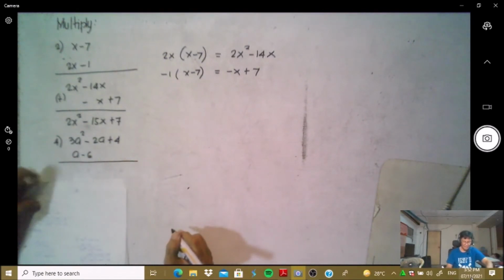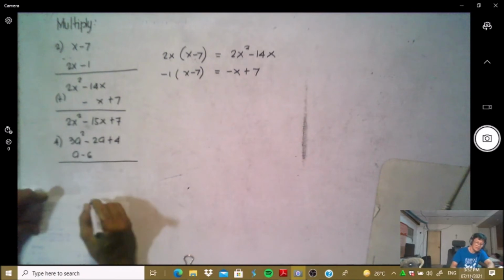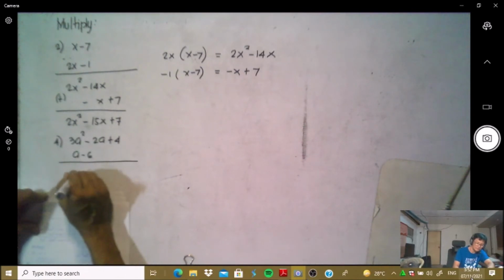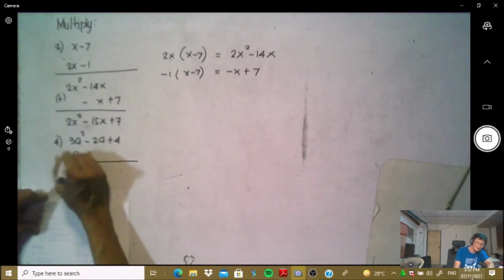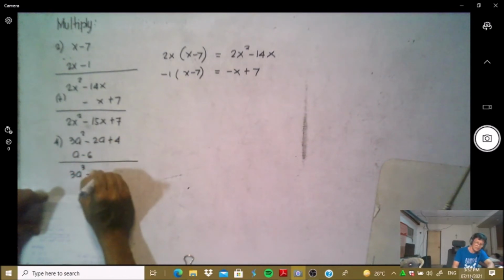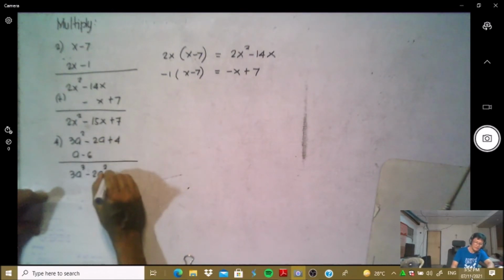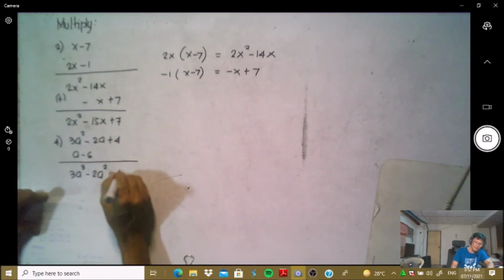Okay, so we can go directly. Actually, we have a times 3a squared is equal to 3a cubed. Then a times negative 2a is equal to negative 2a squared. Then a times positive 4 is equal to positive 4a.